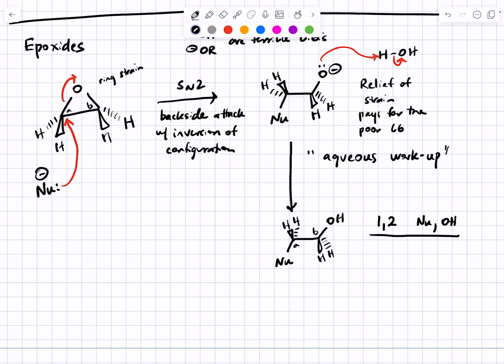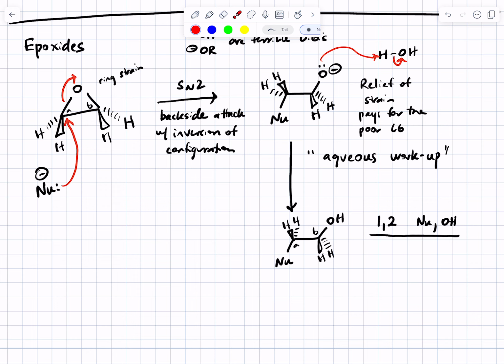All right, so any questions about epoxide opening? Yeah. What happens if it's unsymmetrical? We will talk about that. So the question is, what if A and B are different? Then you've got what are called regioselectivity issues. Regioselectivity refers to selectivity between two different constitutional isomers. I'll give you some examples of that in a little bit.